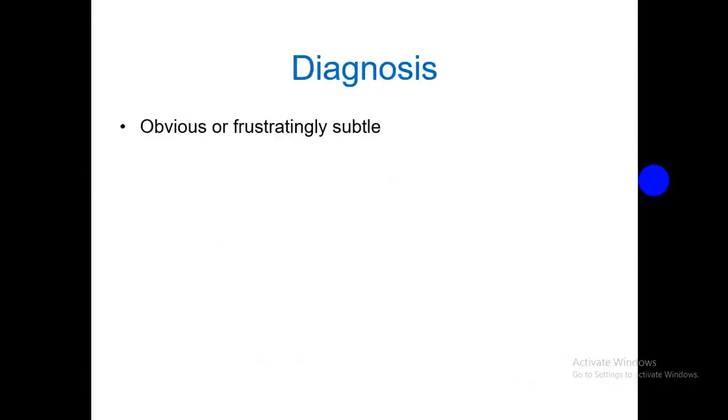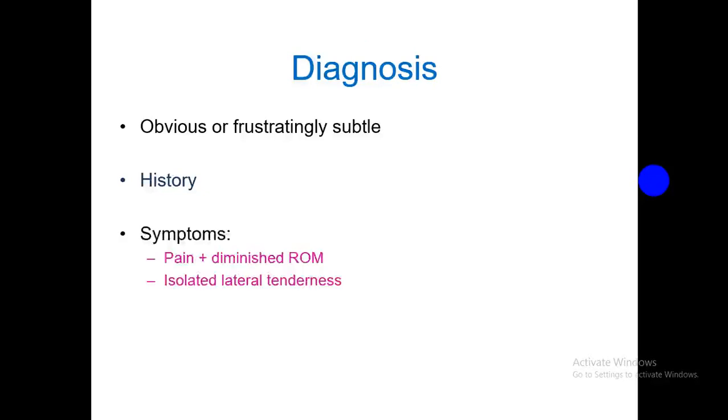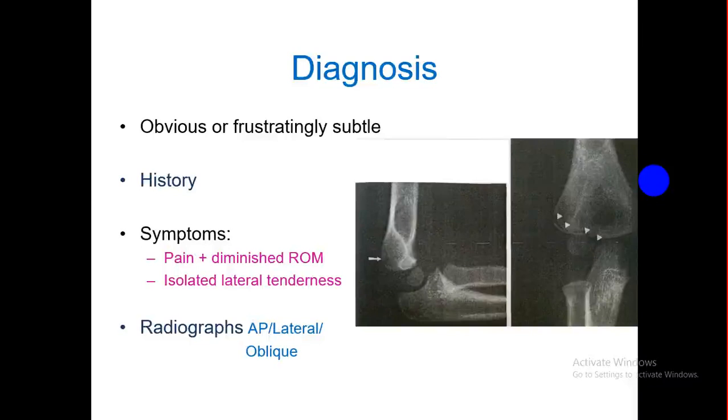Diagnosis can sometimes be very obvious, with swelling on the lateral side of the elbow, tenderness, and sometimes crepitus felt, or it can be frustratingly subtle. There is a history of a valgus stress at the elbow. Symptoms are pain and diminished range of motion with isolated lateral tenderness. For radiographs, you get an AP, a lateral, and an oblique. In the oblique view, you sometimes may see the fracture.